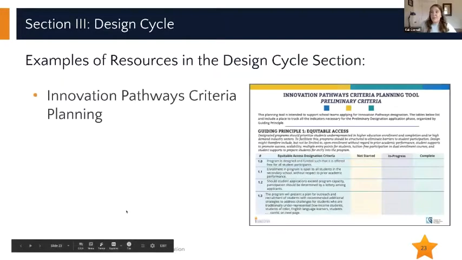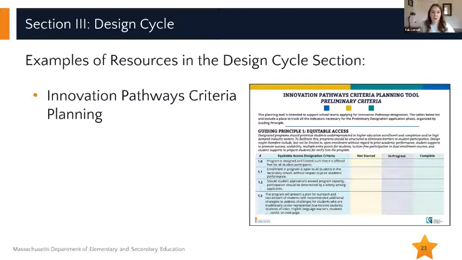So we have an Innovation Pathways criteria planning document. So for the folks that were curious about, are they meeting all of the criteria and all of the requirements of an Innovation Pathways designation, this tool breaks down all of the criteria required to be awarded an Innovation Pathways designation. It's organized by guiding principle, and it allows you to track your planning for each criteria. So there's an indicator to be able to indicate whether or not you started planning for that piece, whether you're in progress in planning, or whether you've completed or checked the box on that particular criteria piece.